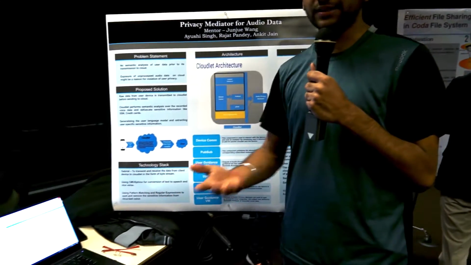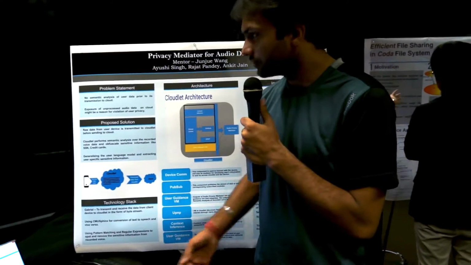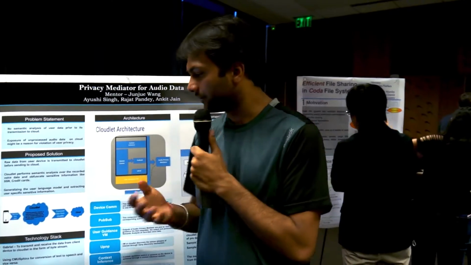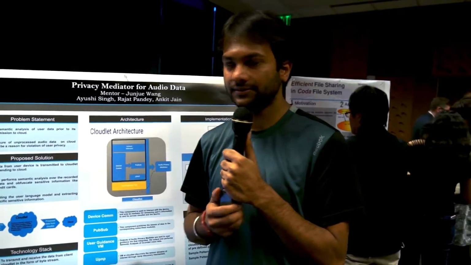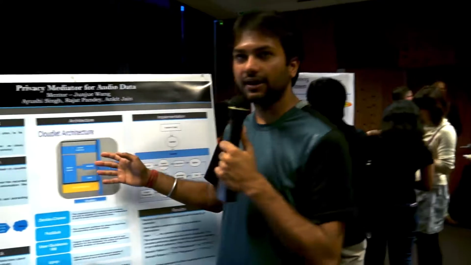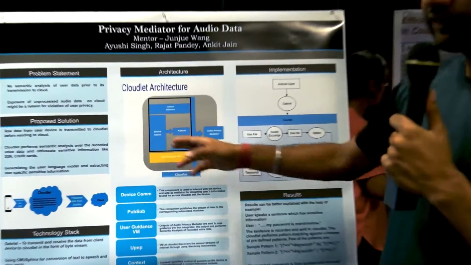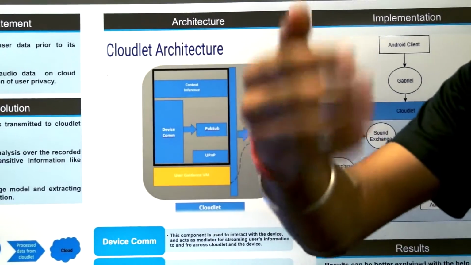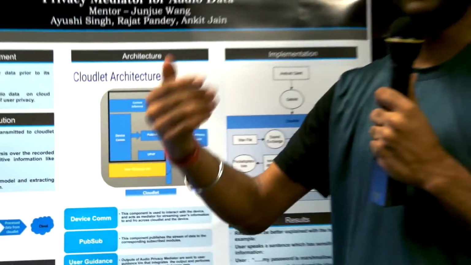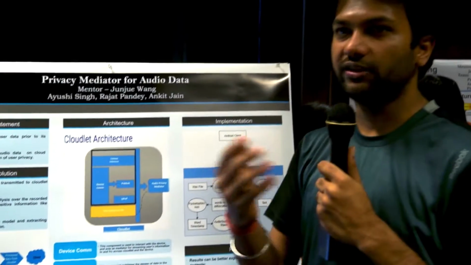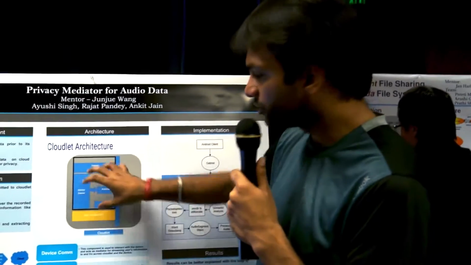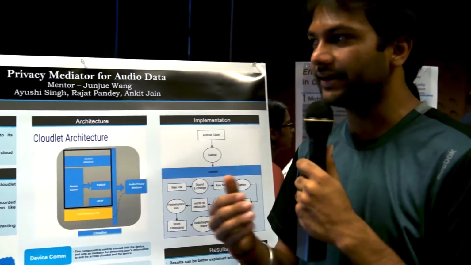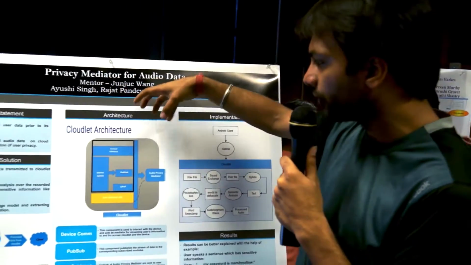So how are we doing our semantic analysis? There are a few pattern matching algorithms and regex algorithms we are using to do semantic analysis. This is our cloudlet architecture. This device comm acts as a port where the end user interacts with the cloudlet. If the end user wants to transfer any information over the cloudlet, device comm acts as a port which uses Gabriel to get the data, and that data is transferred over the cloudlet.